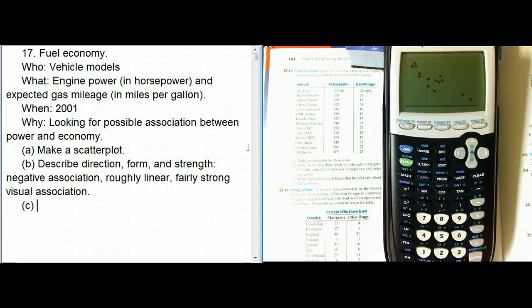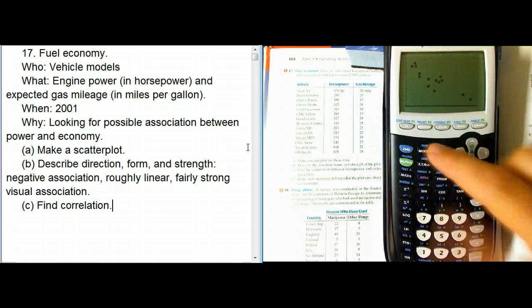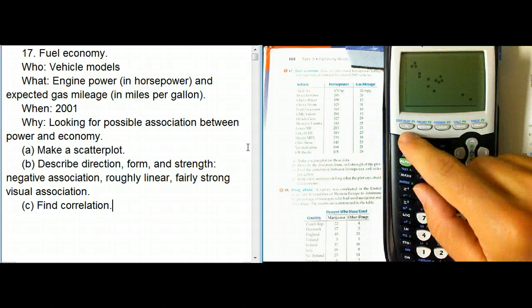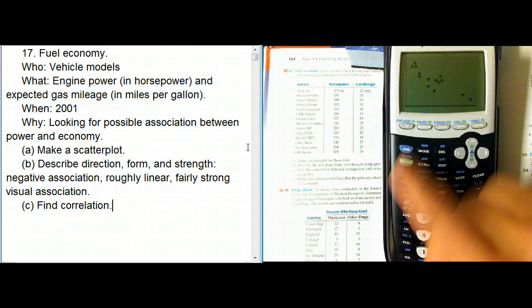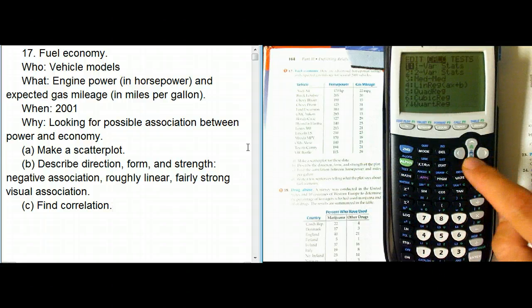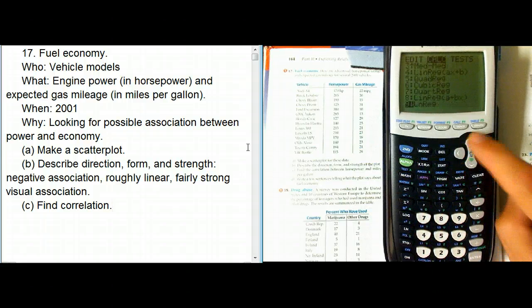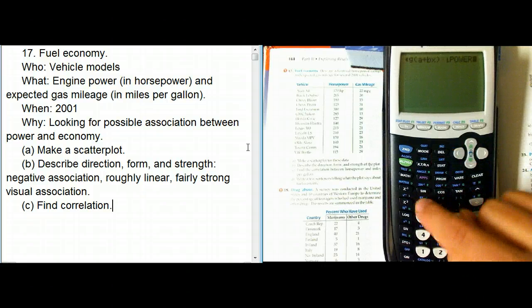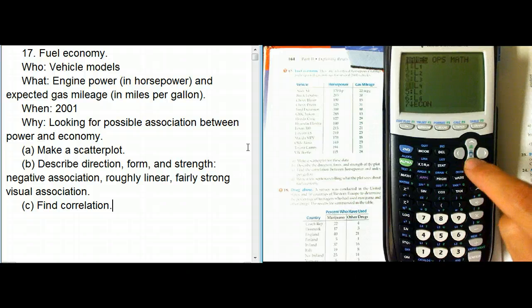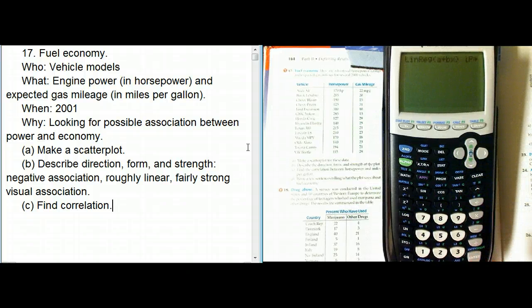Okay, and then part C, they say find the correlation. So I've gone ahead and set up the calculator as they suggest in the book to do the diagnostic on command just once. You'd only have to do that once. And now I go to stat calc. There's two versions of linreg, and what we want is linreg number 8. And then I'm going to do again list, go down to power, and then comma, and then second list, and then econ, and enter.